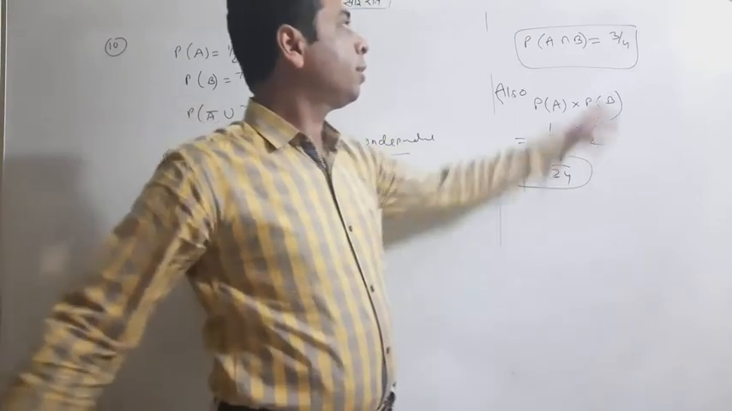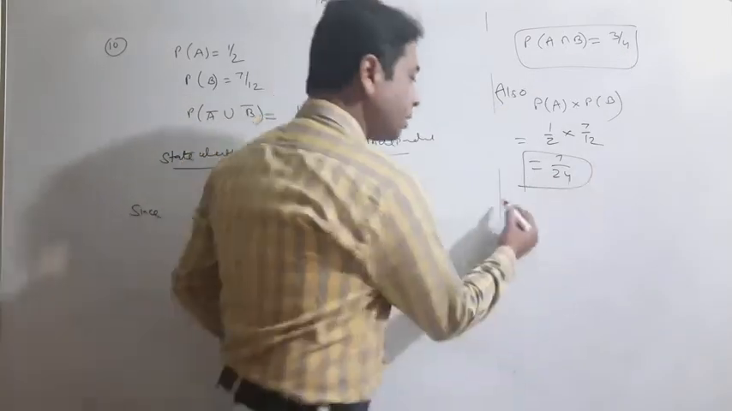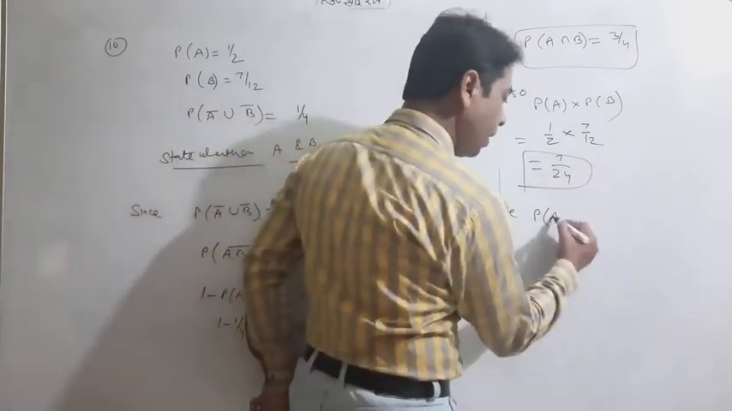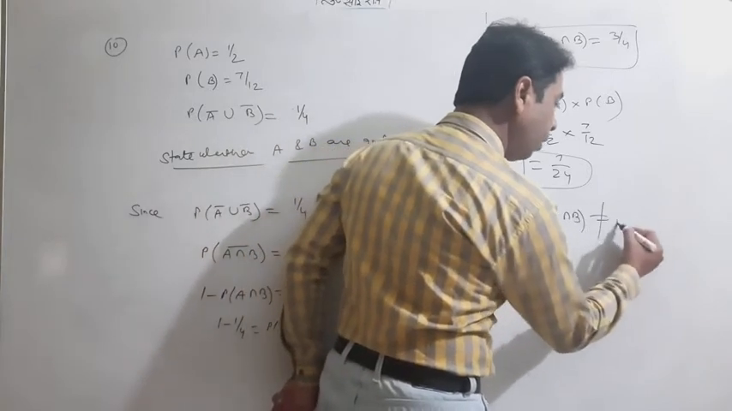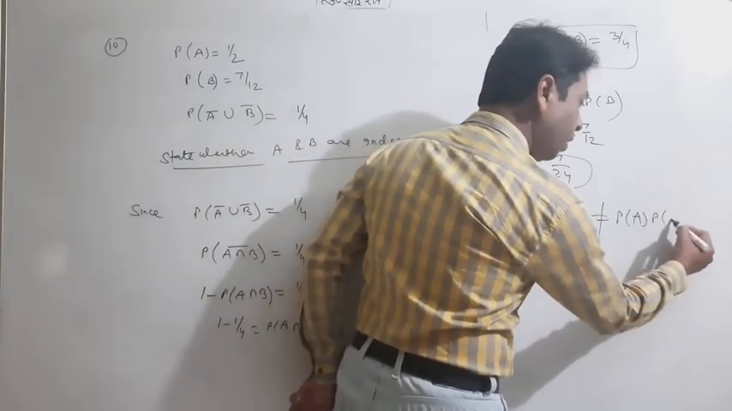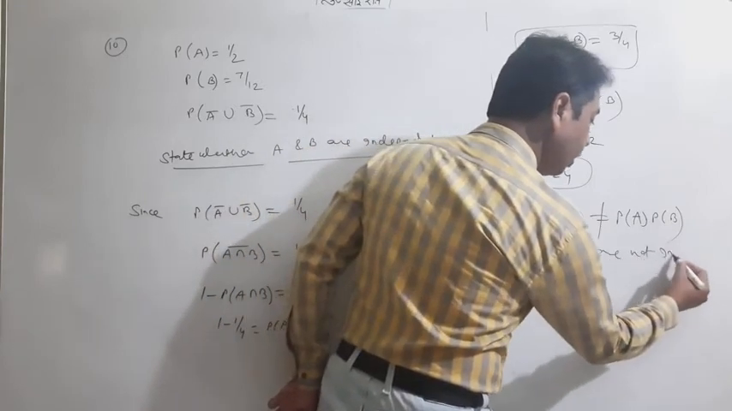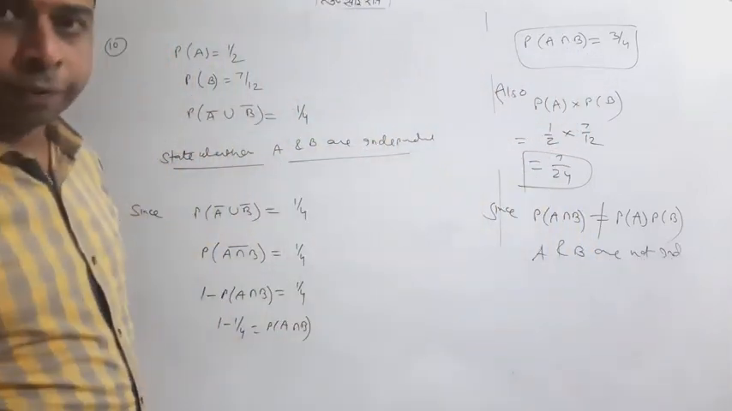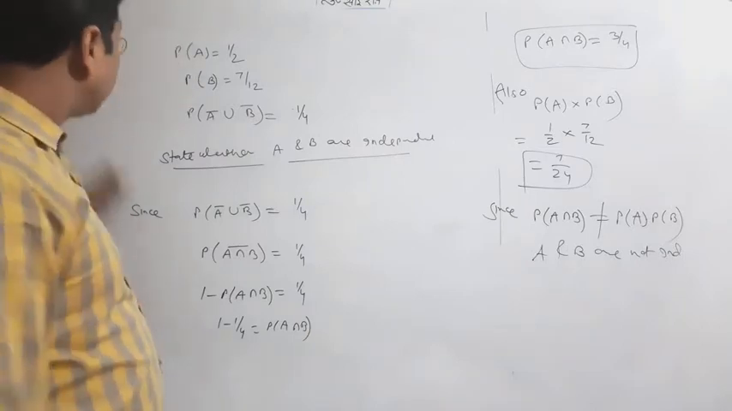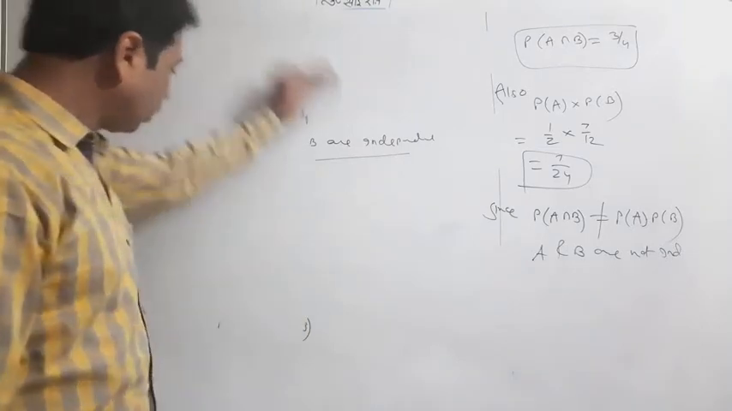Sorry, here this and this are not equal, since P of A intersection B is not coming equal to P of A into P of B. It means A and B are not independent. That is the solution of the question. So hope you got it. Now let me rub this out and move on to the next question.